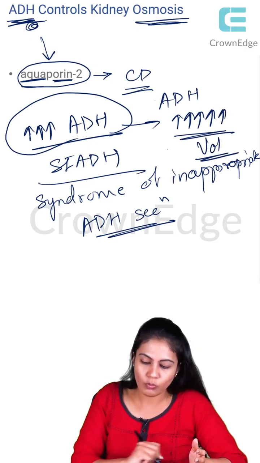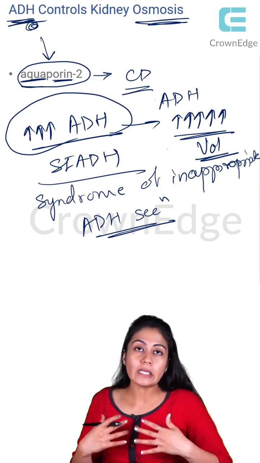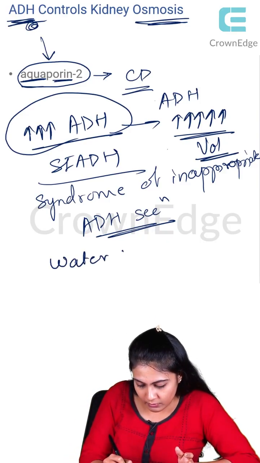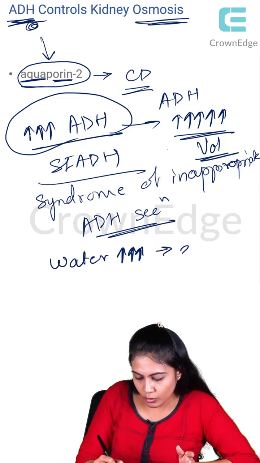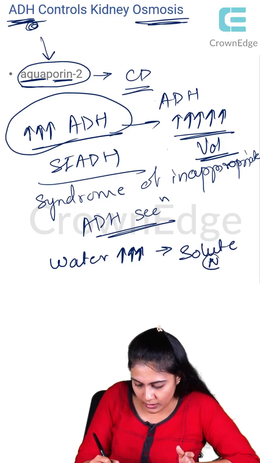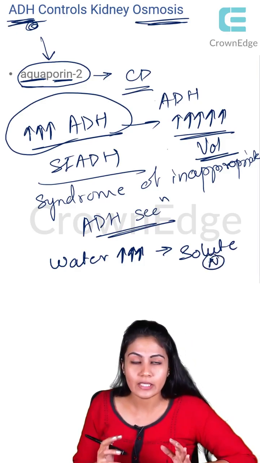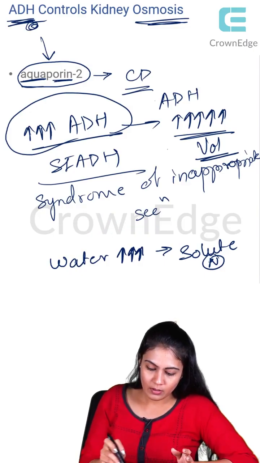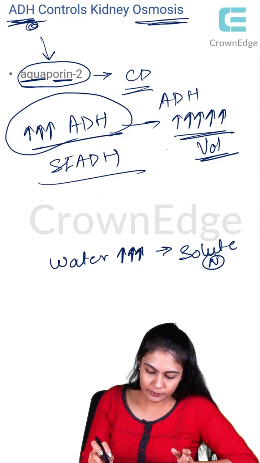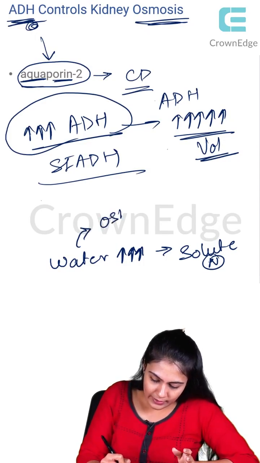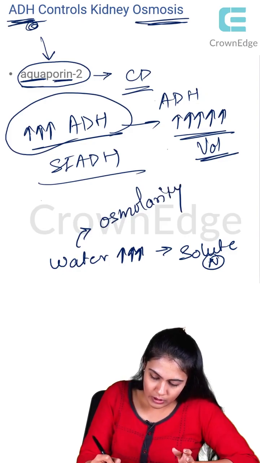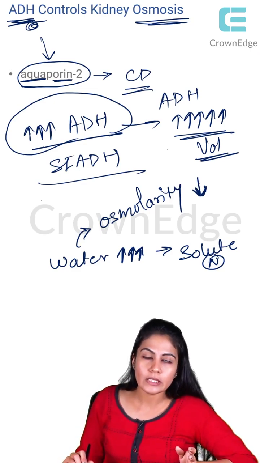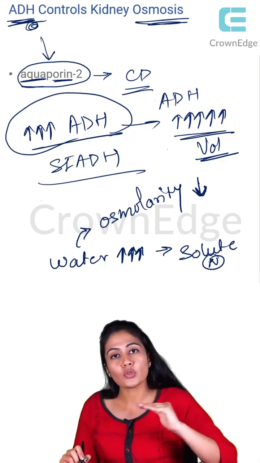So what will happen to the volume of the blood? The volume of the blood will increase. But what will happen if the water is increased much more, but the solute levels were normal? What will happen to the osmolarity? That will decrease, right? So what happens in this syndrome of inappropriate ADH secretion is that the osmolarity is going to decrease. Normally we talked about 285 to 295 milliosmol per liter, right? This will go much lower.